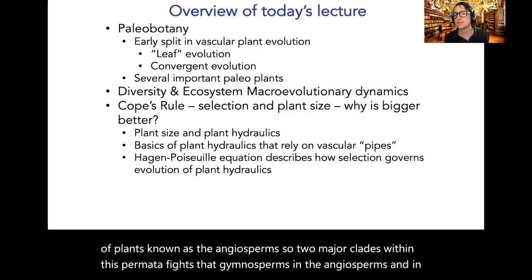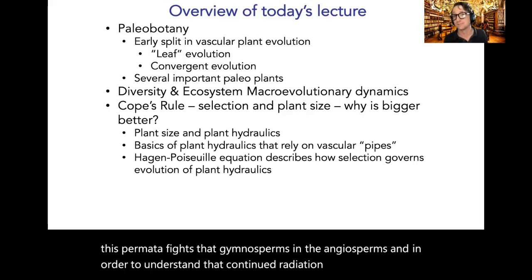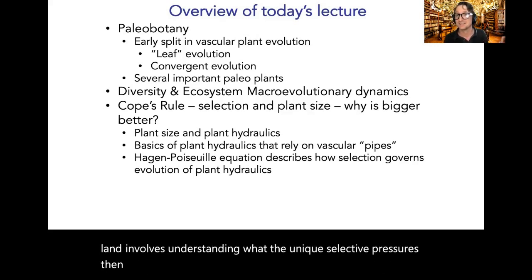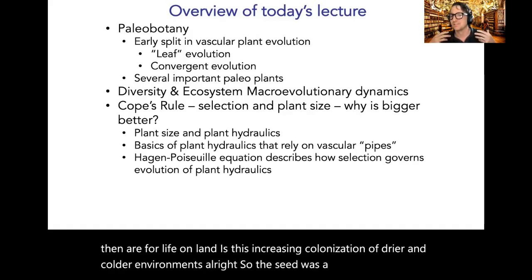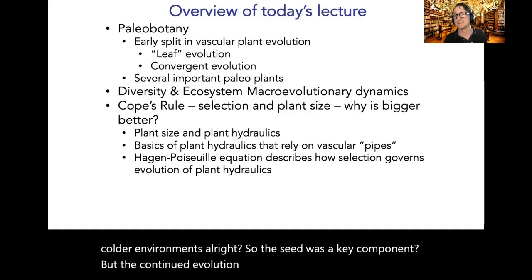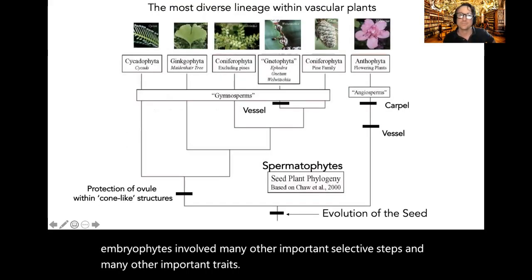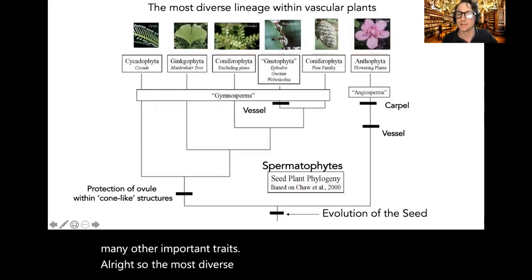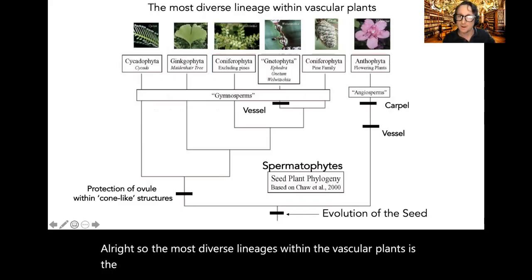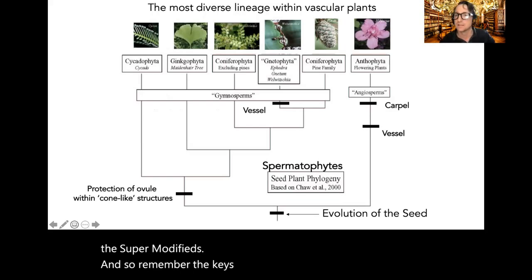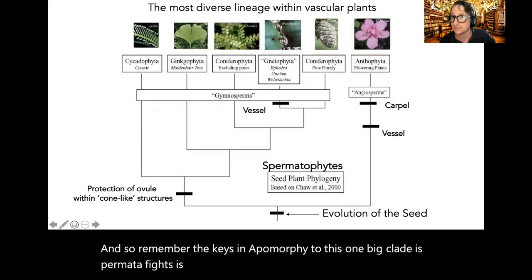And in order to understand the continued radiation of plant life on land, involves understanding what the unique selective pressures are for life on land, right? It's this increasing colonization of drier and colder environments. All right, so the seed was a key component, but the continued evolution for life on land in terms of the embryophytes involved many other important selective steps and many other important traits. All right, so the most diverse lineage within the vascular plants is the spermatophytes. And so remember, the key synapomorphy to this one big clade, the spermatophytes, is the evolution of the seed, right?